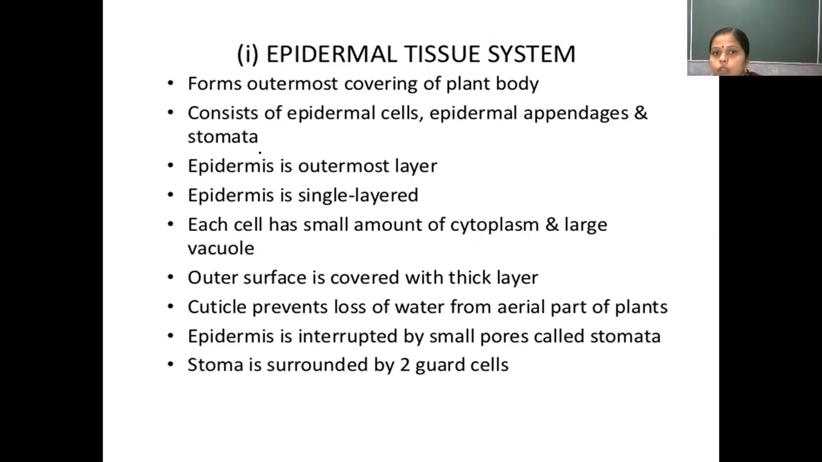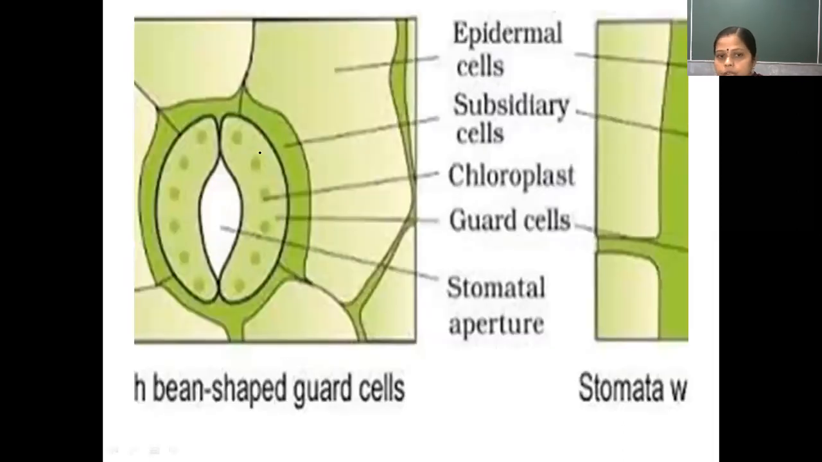The structure of the stomatal apparatus is very important. It consists of a small opening called the stomata, which is surrounded by a special type of cells called guard cells. Why are they called guard cells? Because they are always guarding the stomatal apparatus. The guard cells are bean shaped in dicot plants and dumbbell shaped in monocot plants. The structure is very important: bean shape in dicot, dumbbell shape in monocot.